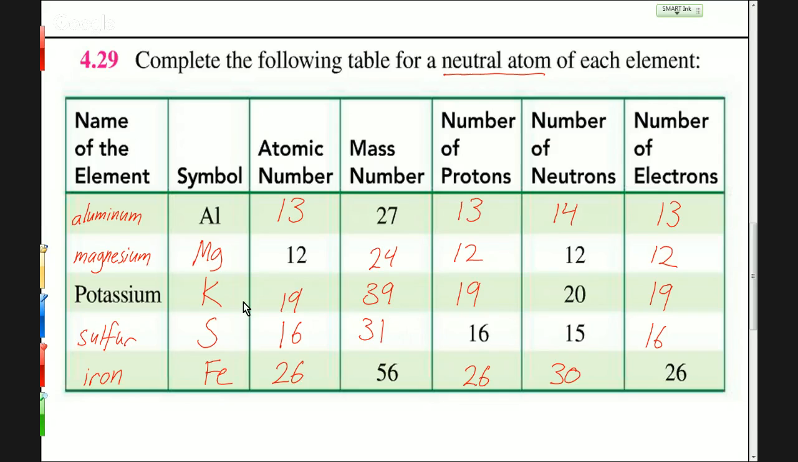You don't need to know these names, by the way. I will always have for you, for exams and quizzes, you'll get a periodic table that has all the names on the back. So you can always look it up.